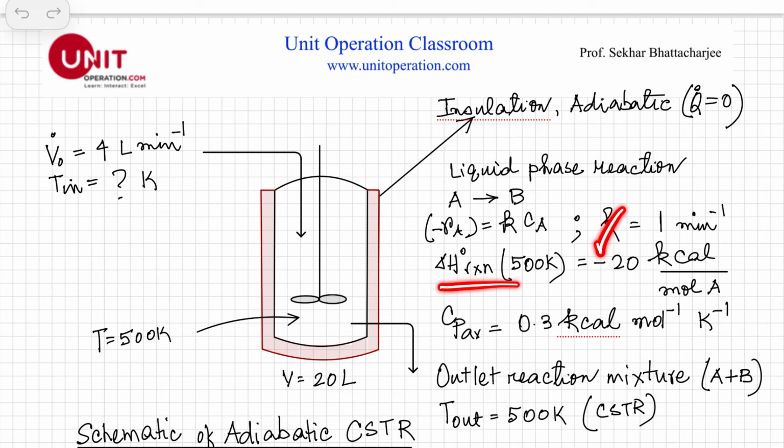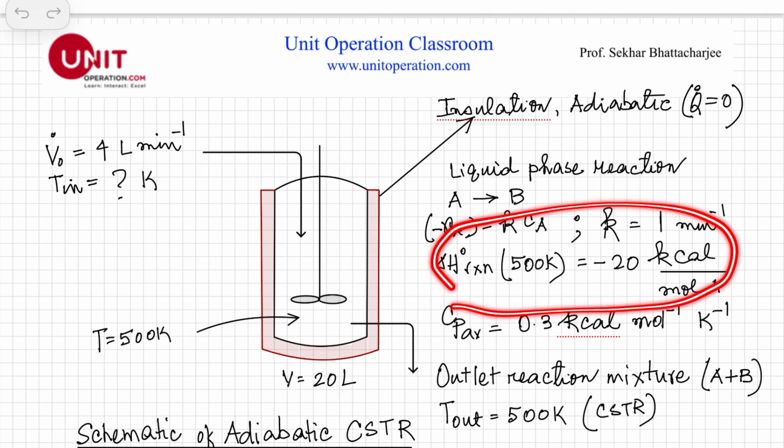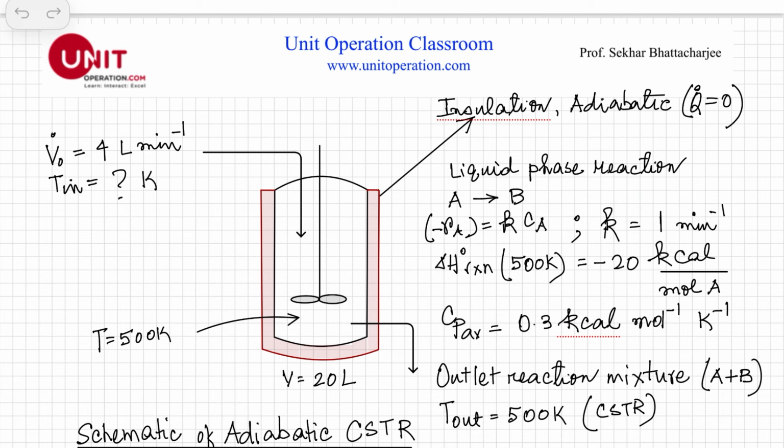As you can see, there is a negative sign, so this is an exothermic reaction. Heat is generated during the reaction, and the feed temperature must be lower than the reactor temperature. So what happens? The feed as it comes in gets heated up. The heat needed to raise the sensible heat of the incoming feed is just balanced by the heat generated inside the reactor, so that it keeps operating at steady state.